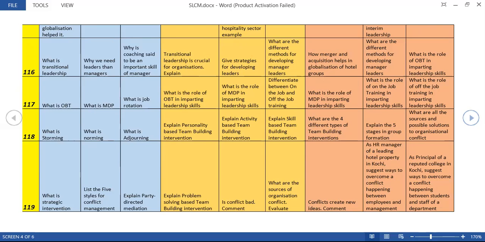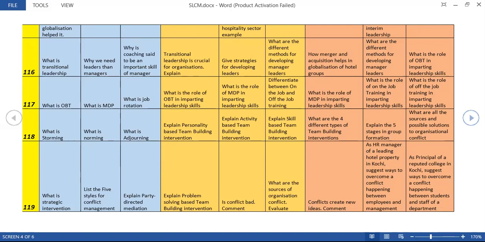Then the sources and solutions for organizational conflict. You remember the things that we learned in OB, as well as think of situations that have happened in your class, in your organizations, in your family and all, and you can write about personal, professional, social, economical, and many other factors which lead to organizational conflicts and how they can be solved too.